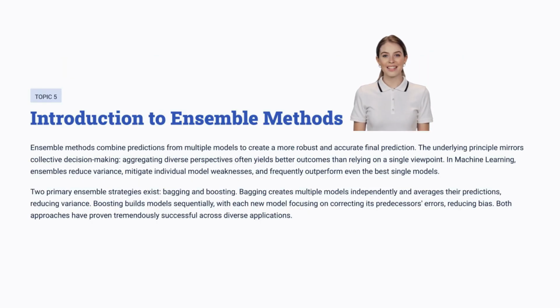Ensemble methods enhance model performance by combining predictions from multiple models. This approach reduces variance and mitigates weaknesses of individual models. Bagging, like random forests, trains models independently, averaging predictions to reduce variance. Boosting, such as gradient boosting machines, builds models sequentially, focusing on correcting errors, thus reducing bias. Both strategies excel in various applications.